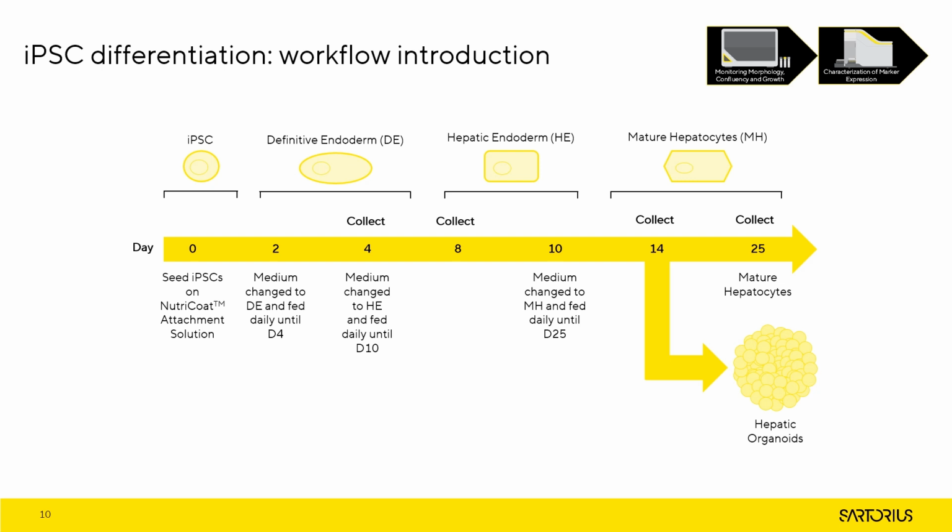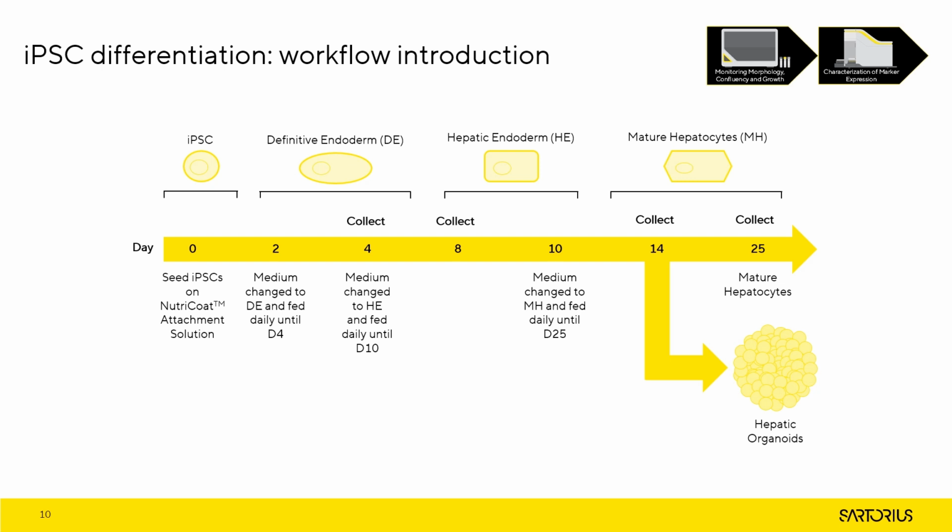So we start with our iPSCs on day 0, as you can see on the schematic, and seed them into multiple wells in tissue culture plates coated with NutriCoat attachment solution. And this allows for collection and analysis at multiple time points throughout the workflow. Medium changes are performed daily, and this has to be adhered to during this protocol, with iPSC medium used until day 2, when the medium is exchanged for definitive endoderm medium, as shown in the schematic here. On day 4, a well of cells is collected for microanalysis, while the remaining cells are fed with hepatic endoderm medium daily until day 10.